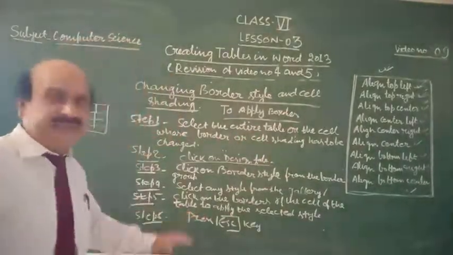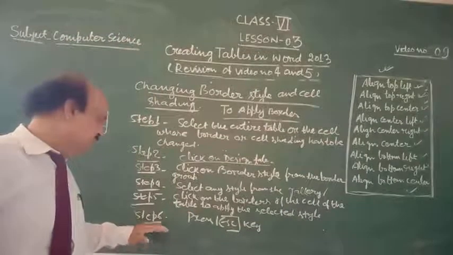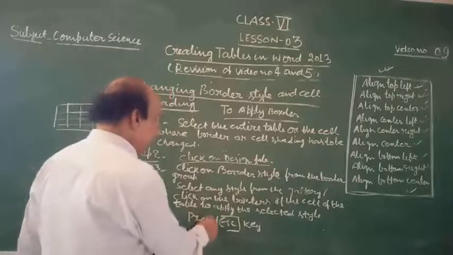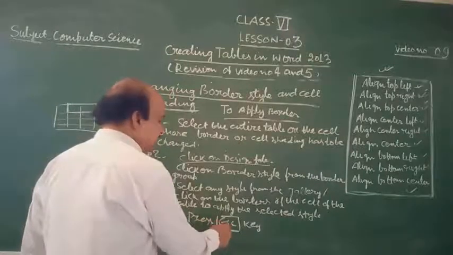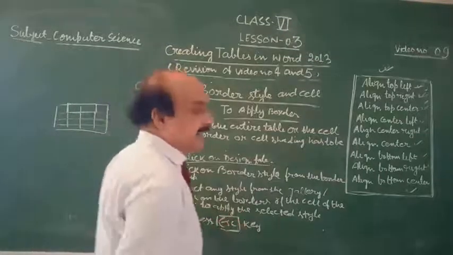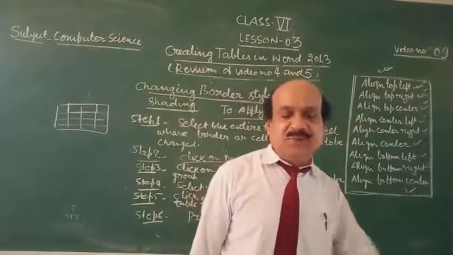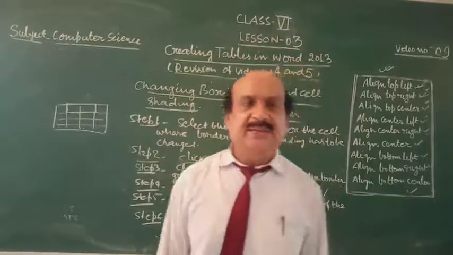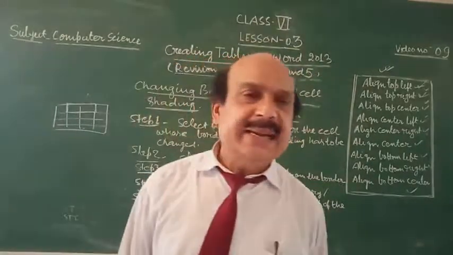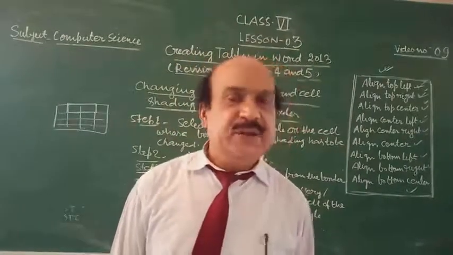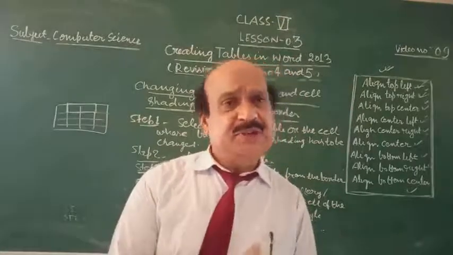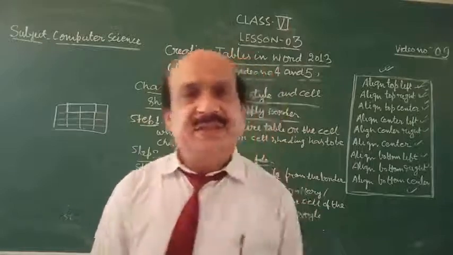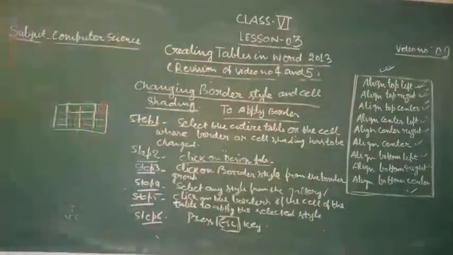And when your work is finished, you will use step 6: press the ESC key. This key is known as the escape key. At the left hand side, at the top, you will find the ESC key. You put the cursor on the ESC key and click on it. You will find the border style which you have selected in the table. The border of the cell will be changed according to your need or selection.